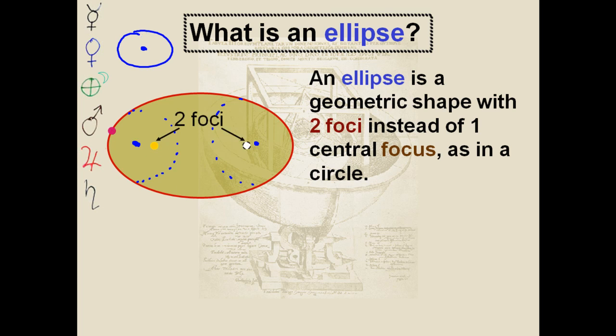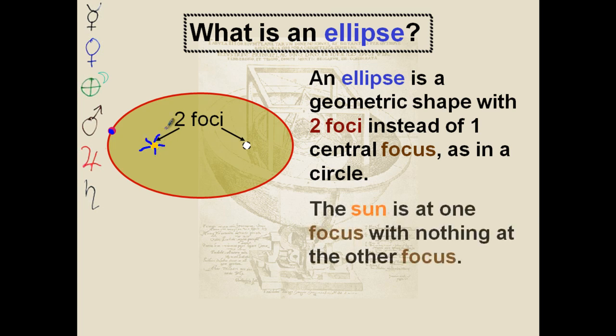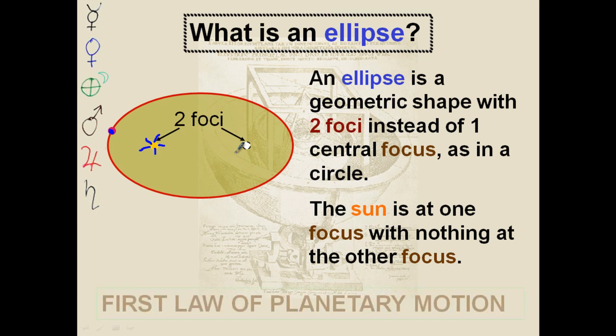Yeah, I guess I did draw it on there. Here, computer's usually better. And then here is our planet going around this ellipse. And here's our sun at one of the foci. Pretty sun. And there's nothing over here at the other one. Just kind of an imaginary dot in space. So we're going around this. Sun's at one focus. Nothing is at the other. That is the first law of planetary motion. That the planets orbit the sun in an elliptical form.